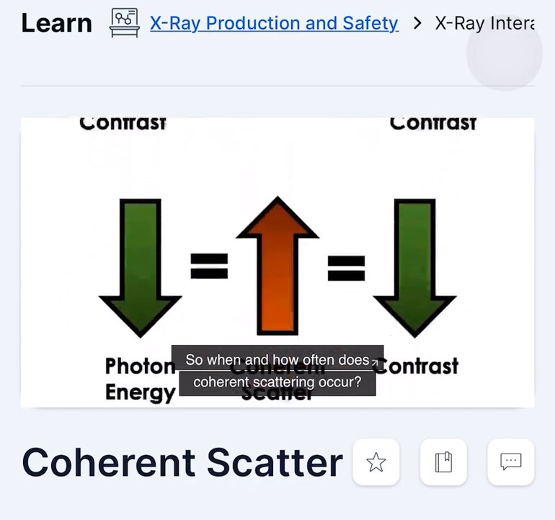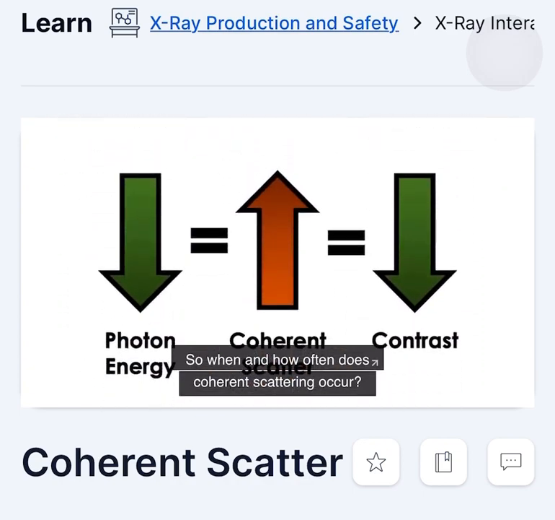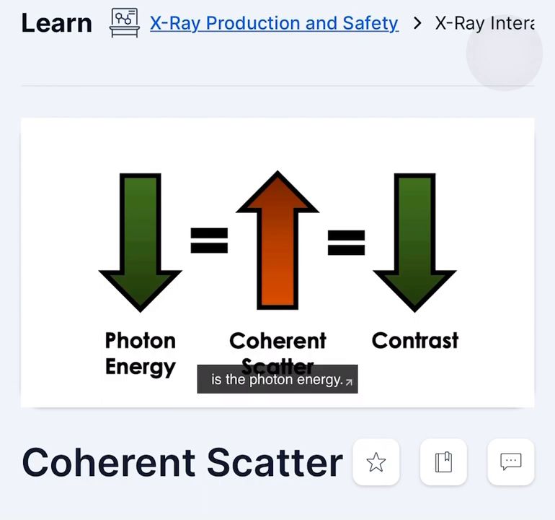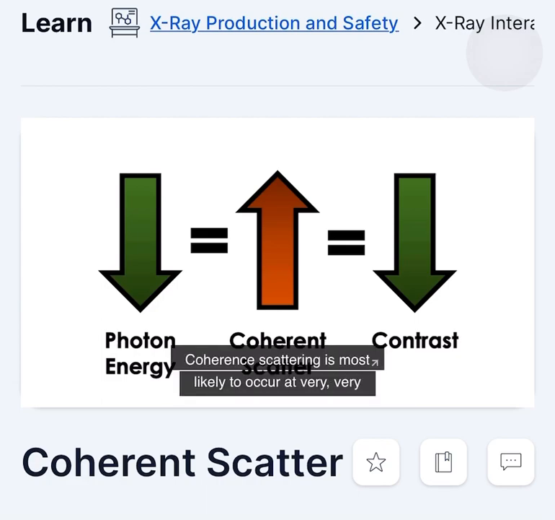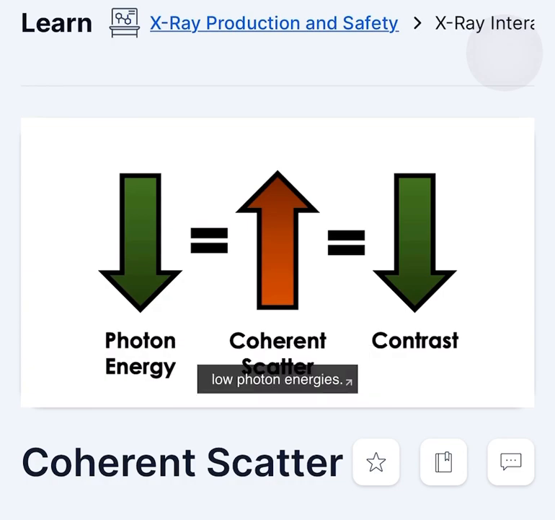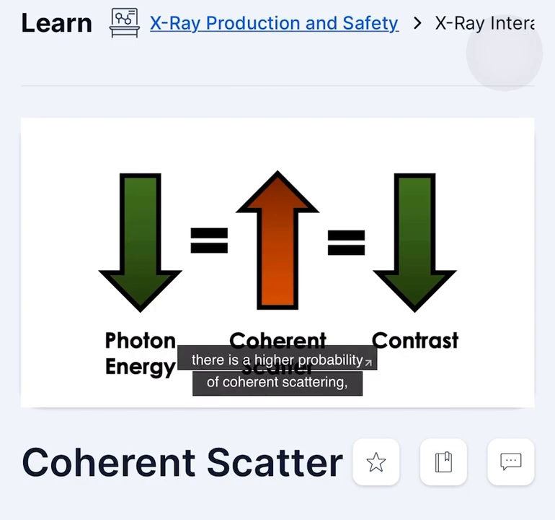So when and how often does coherent scattering occur? Well, like all interactions, some amount of coherent scattering occurs with every exposure, but the most important thing with this interaction is the photon energy. Coherent scattering is most likely to occur at very, very low photon energies. So if the photon has a low energy, there's a higher probability of coherent scattering, and this results in a decrease in the image contrast.